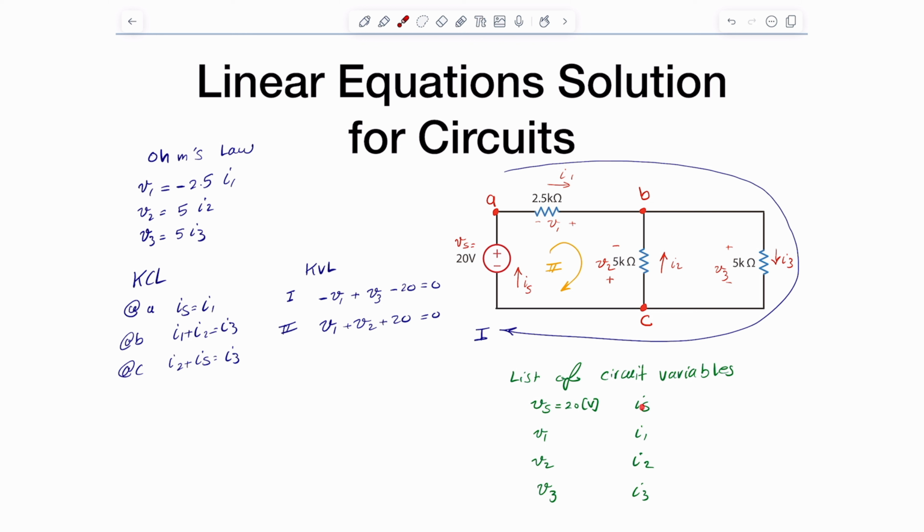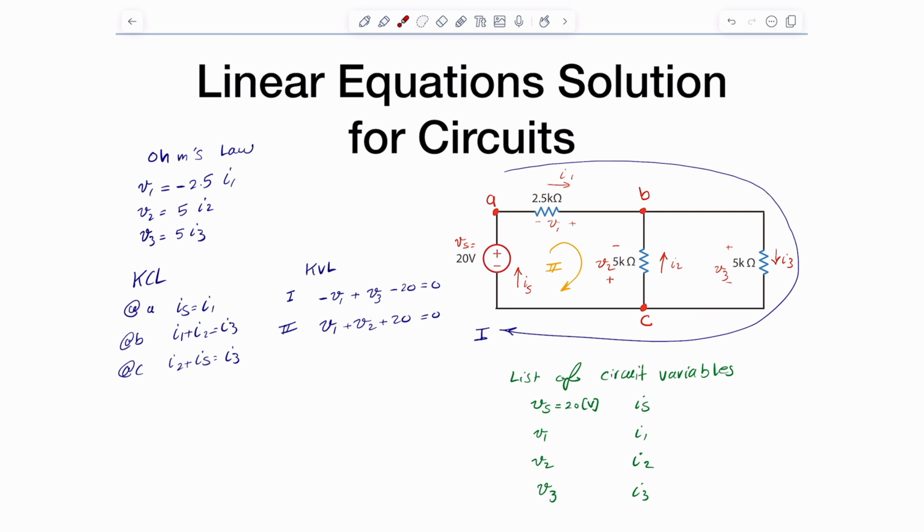So technically we have 1, 2, 3, 4, 5, 6, and 7 unknowns. That means we need 7 equations to solve this particular circuit and find out all these unknowns. And we turned to the 3 fundamental circuit laws, Ohm's, KVL, and KCL, when we wrote certain equations. So Ohm's law gave us these 3 equations, KCL gave us these 3 equations, and KVL gave us these 2 equations.